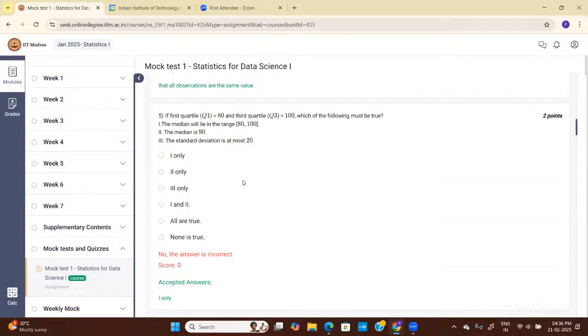Yes. Okay, see, what do you understand by first and third quartiles? 25% and 75%. Percentile. I think median is 90 is the correct answer. Okay, see. So Q1 is your first quartile, which is the 25th percentile.